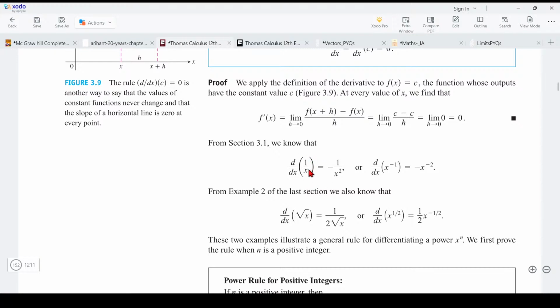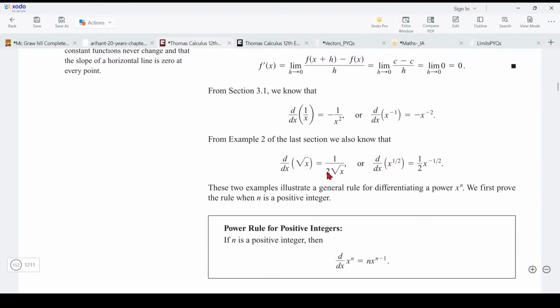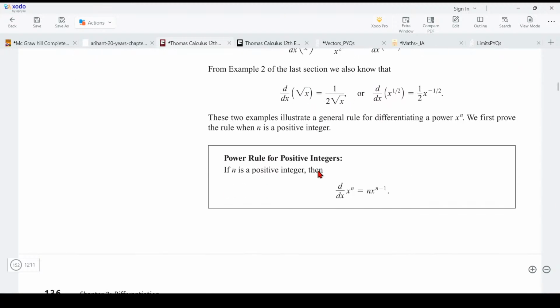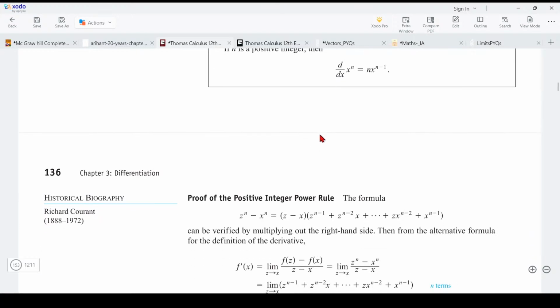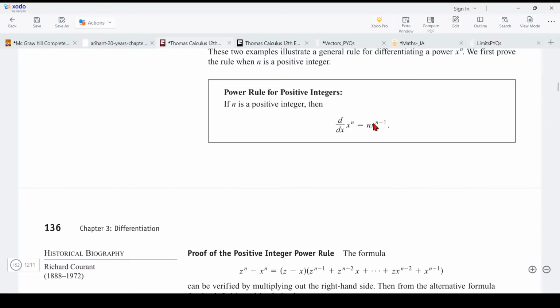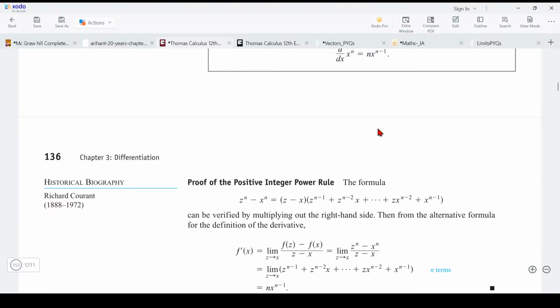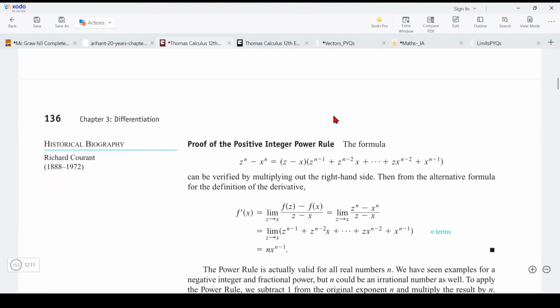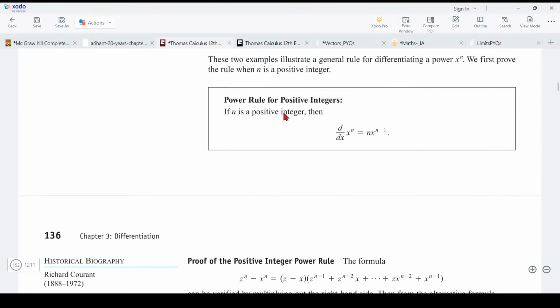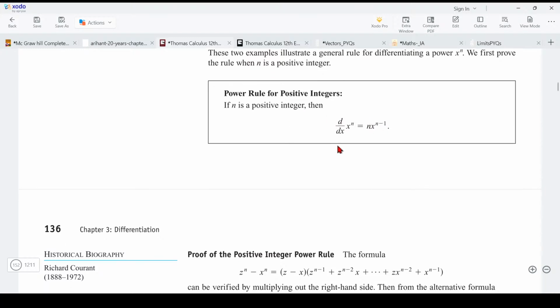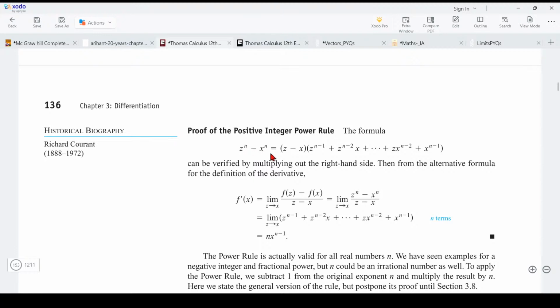How did we derive it? Using 1 by x plus h minus 1 by x, all divided by h, and then we evaluated the limit. Similarly, we can evaluate these limits also. You know the basic rule, d by dx of x power n is n into x power n minus 1. How did we get this? If n is an integer, later we'll extend this to non-integers also.